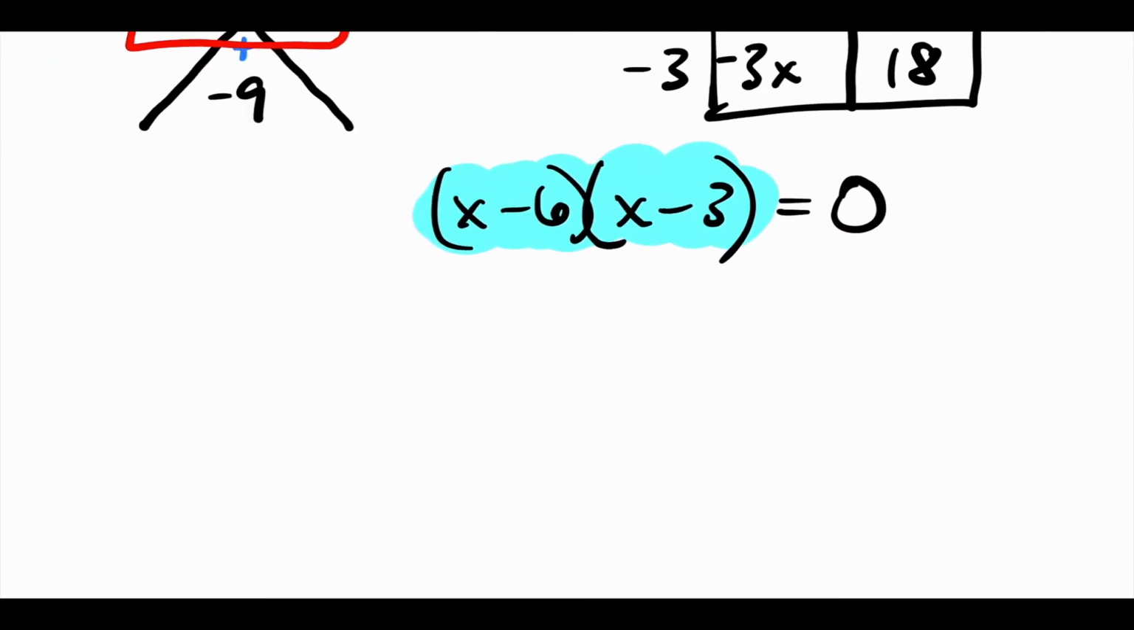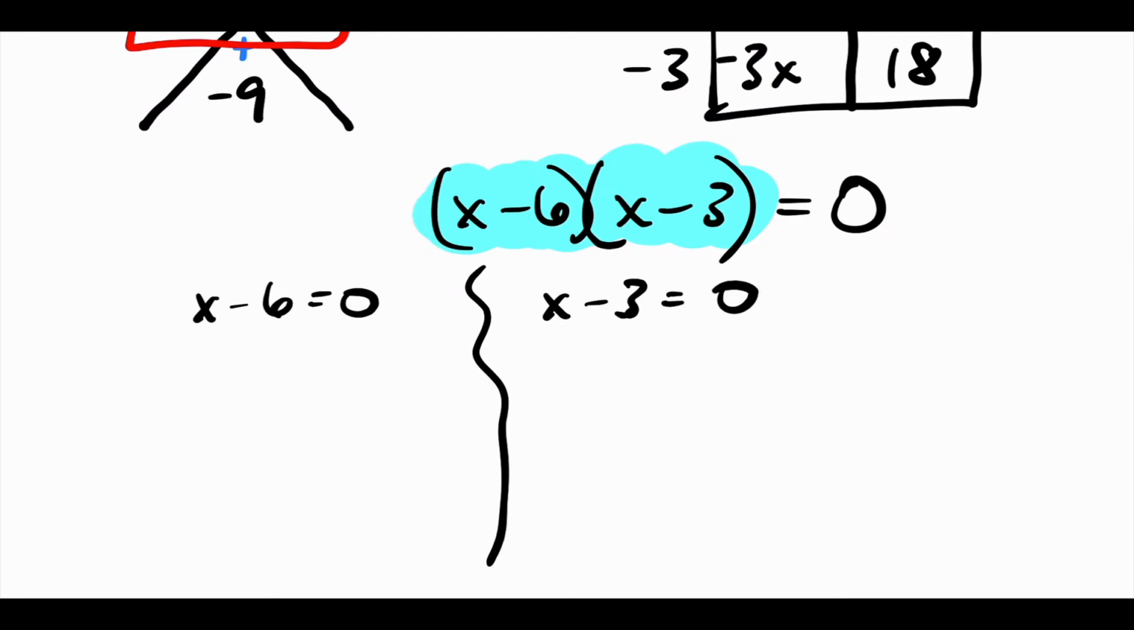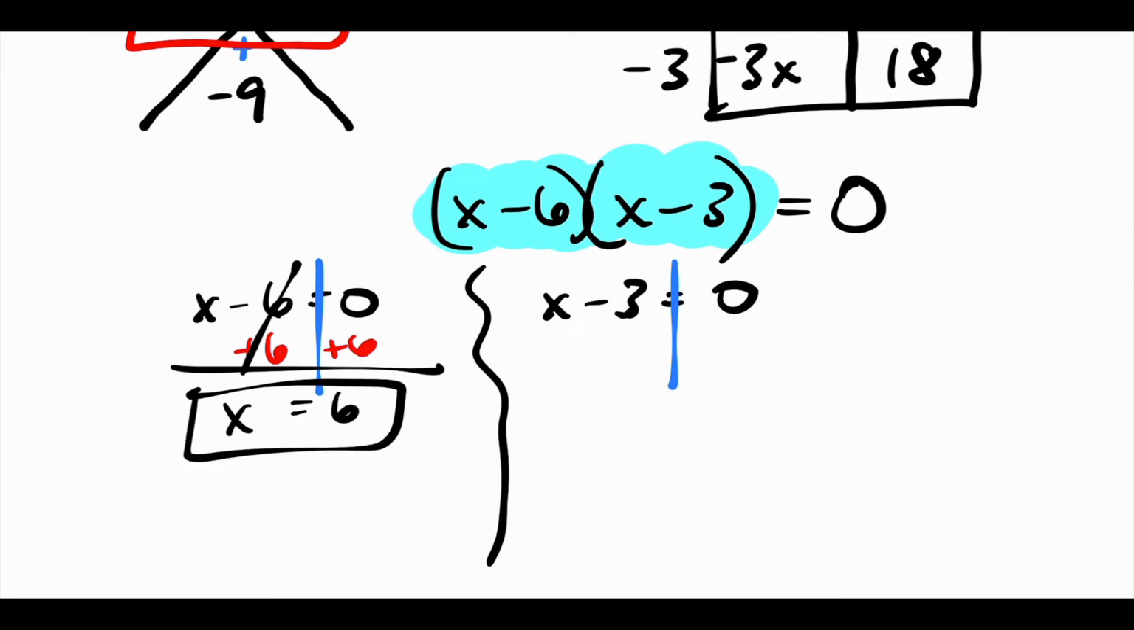Set them both equal to 0. So x minus 6 equals 0. X minus 3 equals 0. Solve. Solve for x. So I'm going to get two answers. Add 6 to both sides. I get positive 6. Add 3 to both sides. Positive 3.